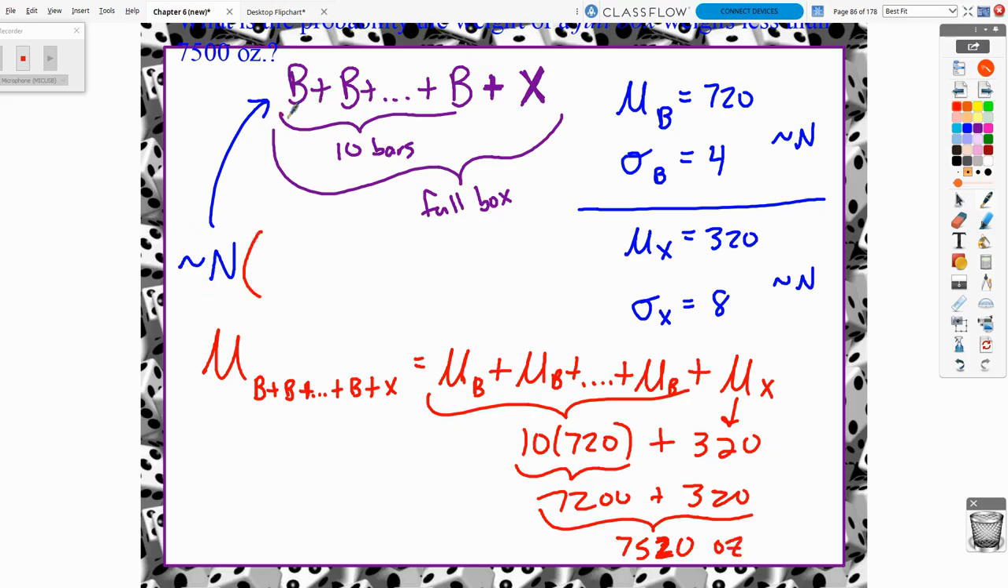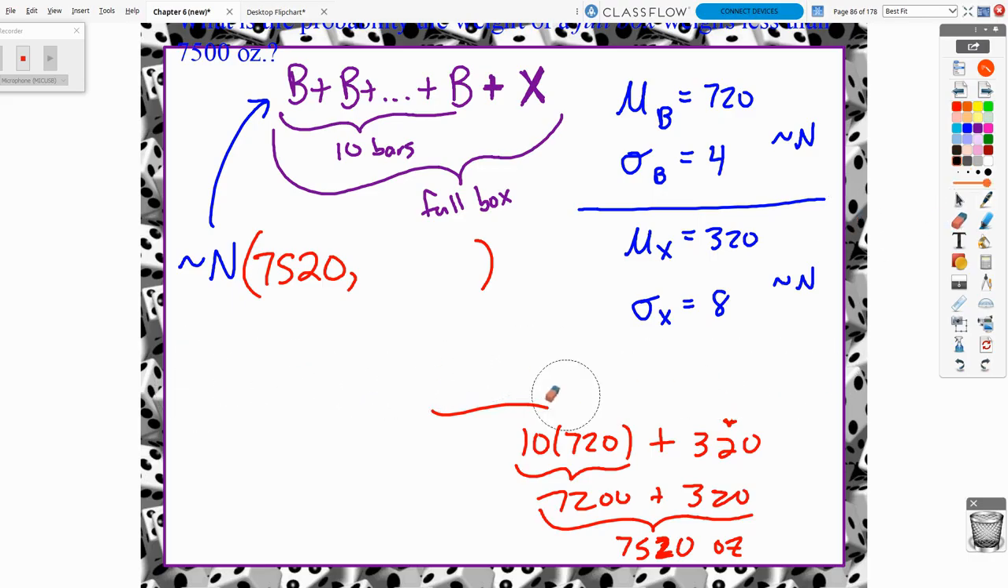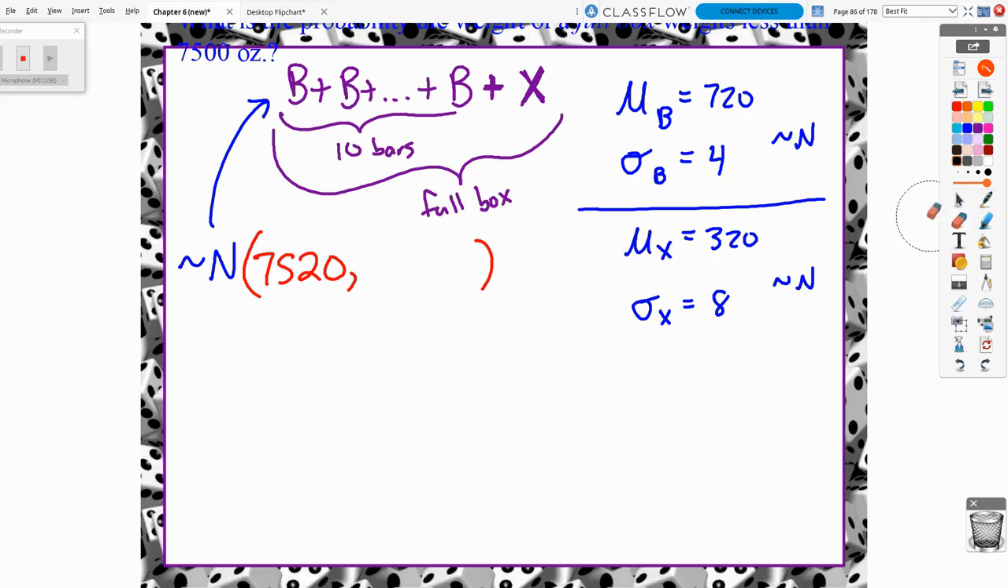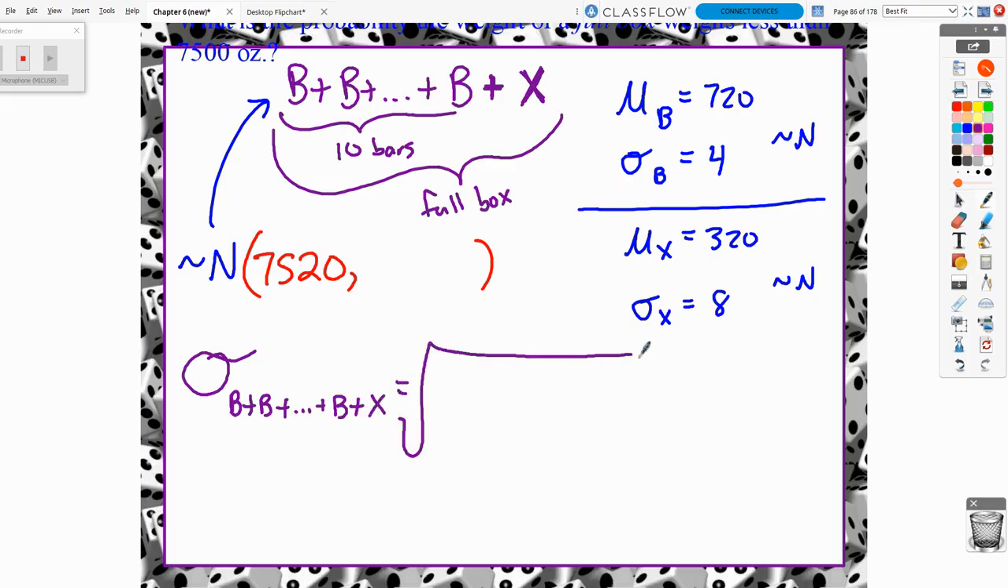So I'm going to put that over here. The random variable B plus B all the way up to 10 Bs plus an X was approximately normal with a mean of 7,520, and we still need a standard deviation. Now I'm going to erase my mean work and get to my standard deviation. So the standard deviation of our new random variable, B plus dot dot dot plus B 10 times plus X, will be equal to a giant square root.